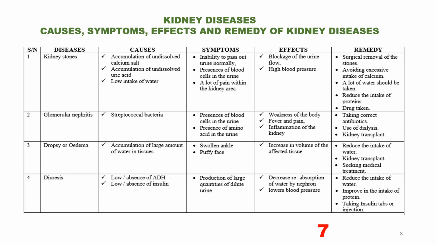Symptoms: production of large quantity of dilute urine. Then effect of the disease: decreased reabsorption of water by nephrons, lower blood pressure, and then remedy: reduce the intake of water, improve the intake of protein, and then taking insulin tabs or injection. But here when we say reduce the intake of water, we are referring to the people having diabetes mellitus. But for people having diabetes insipidus, they must take water, because water is constantly being eliminated or excreted out.